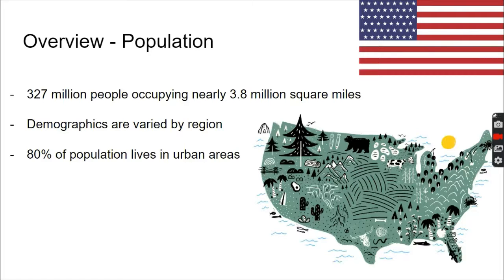Demographics are varied by region, but overall is about 65% white, 16% Latinx, 13% African American, 5% Asian or Pacific Islander, or 1% Native American. 3% of Americans have more than one racial background, and 80% of the population lives in urban or suburban developed areas.